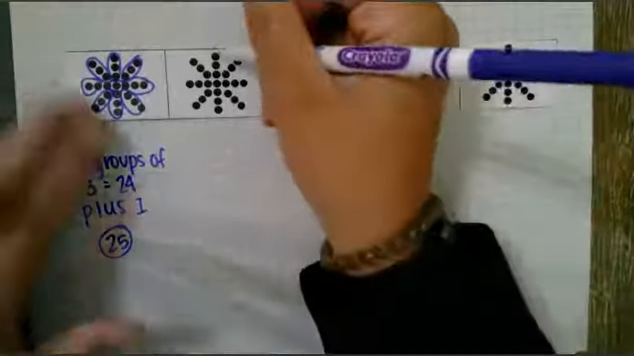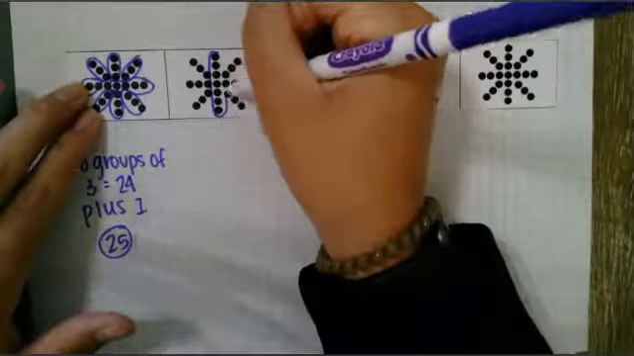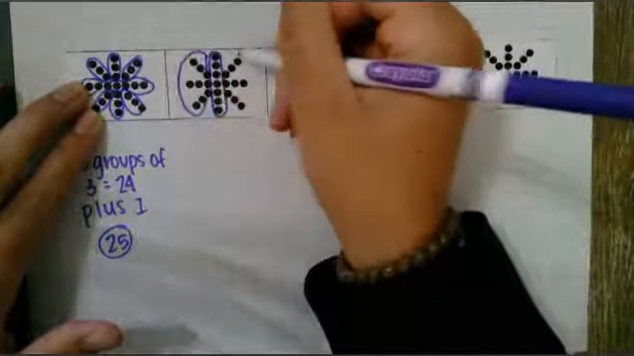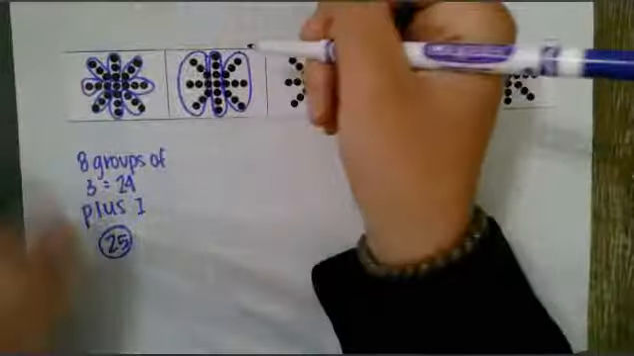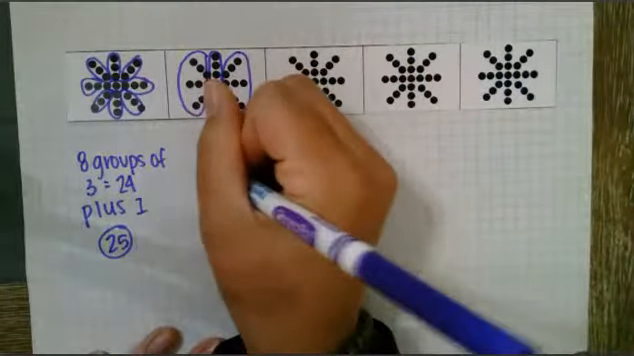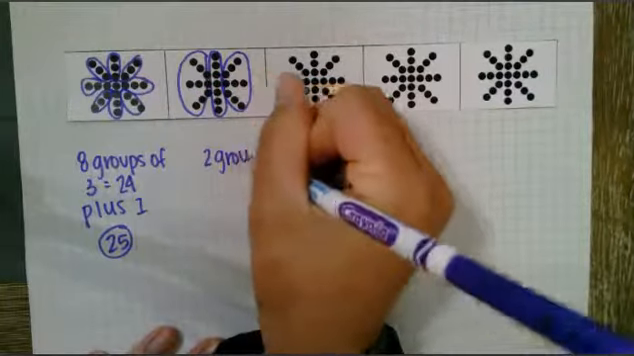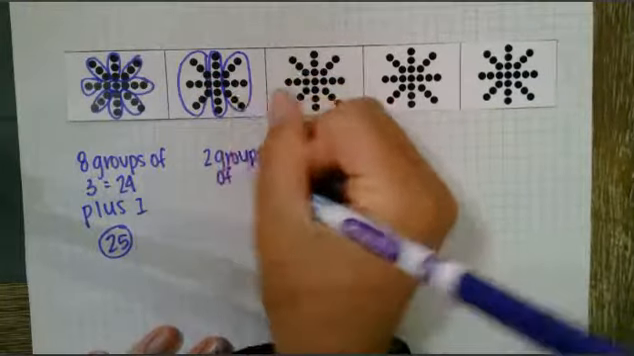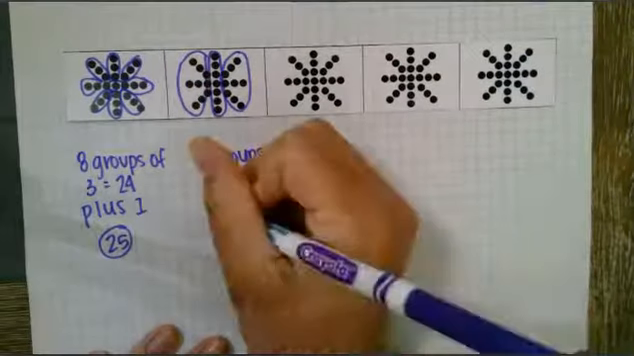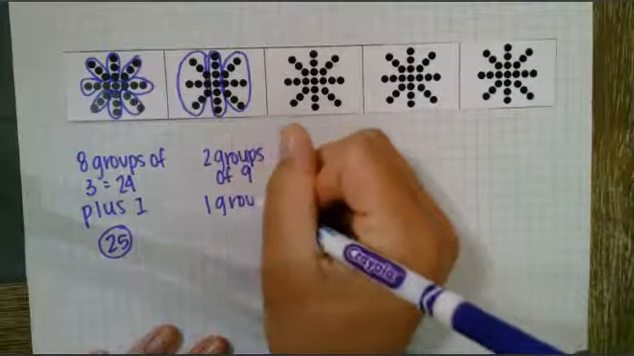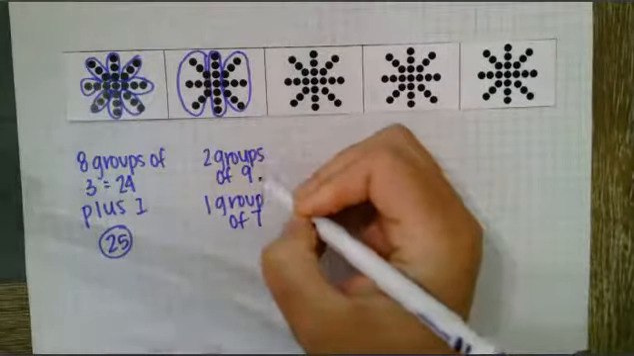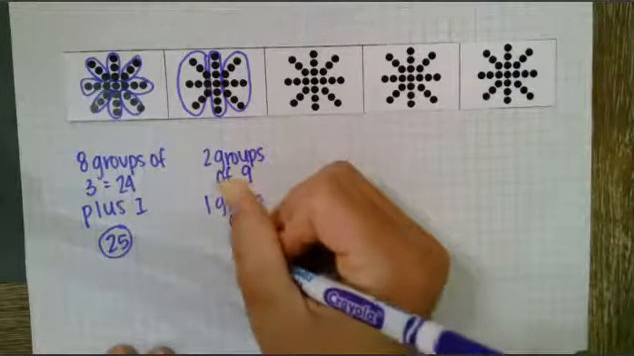Another way you might have looked at it is to first count this middle group of dots and then count these 2 sides of dots. So in this case, there are 2 groups of 9, which is right there, because 3, 3, 3 is 9, and 1 group of 7. 2 groups of 9 is 18, plus 7 is 25.